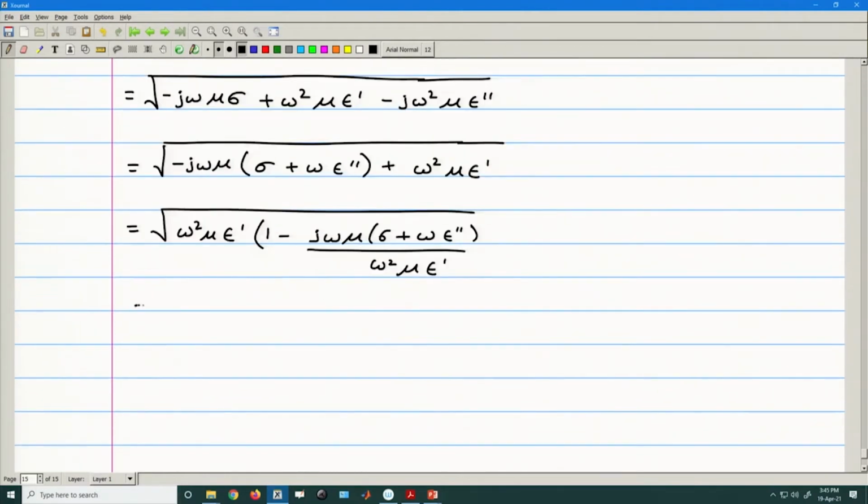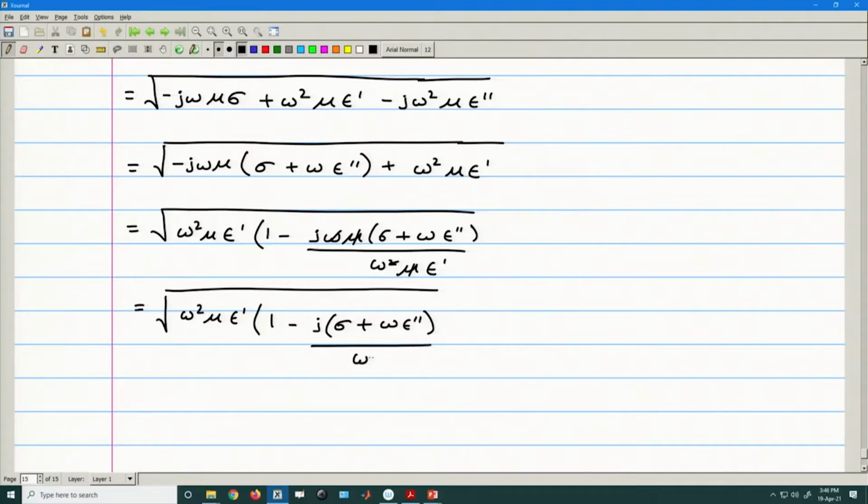Then we can write this as omega square mu epsilon prime times 1. So, this omega will cancel, okay. This mu will also cancel, we can write it as 1 minus j sigma plus omega epsilon double prime divided by omega epsilon prime.